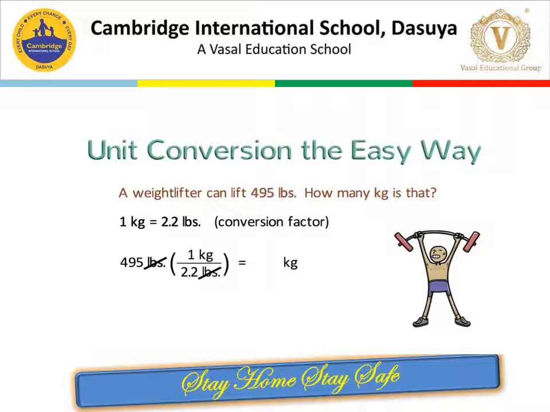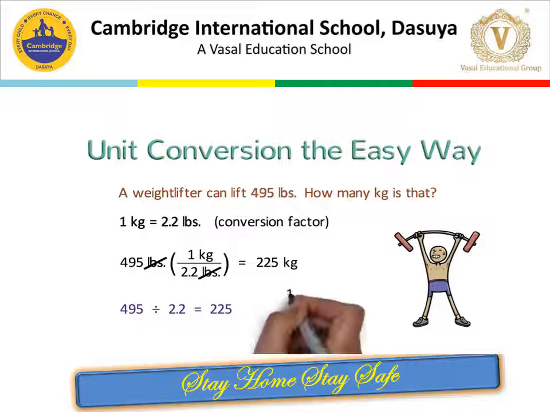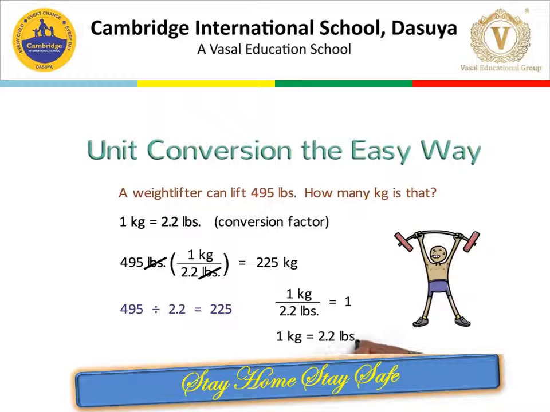shortcut. Because the number on the top of the fraction is 1, this becomes a simple division problem. In your calculator, type 495 divided by 2.2, and your calculator should tell you the answer is 225. Our final answer, therefore, is 225 kilograms. There is one more thing that we should notice about this problem. The fraction 1 kilogram over 2.2 pounds actually equals 1, because 1 kilogram equals 2.2 pounds.